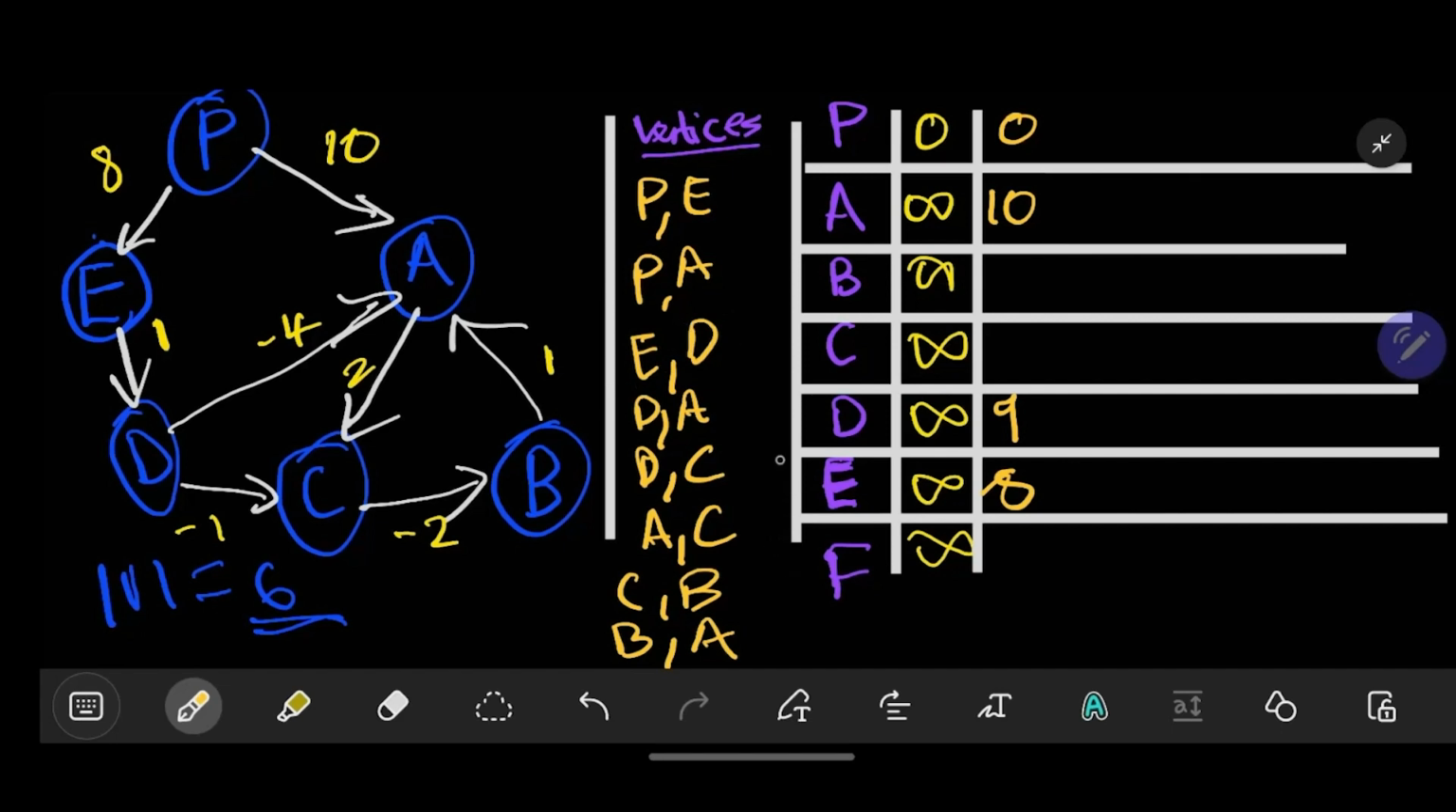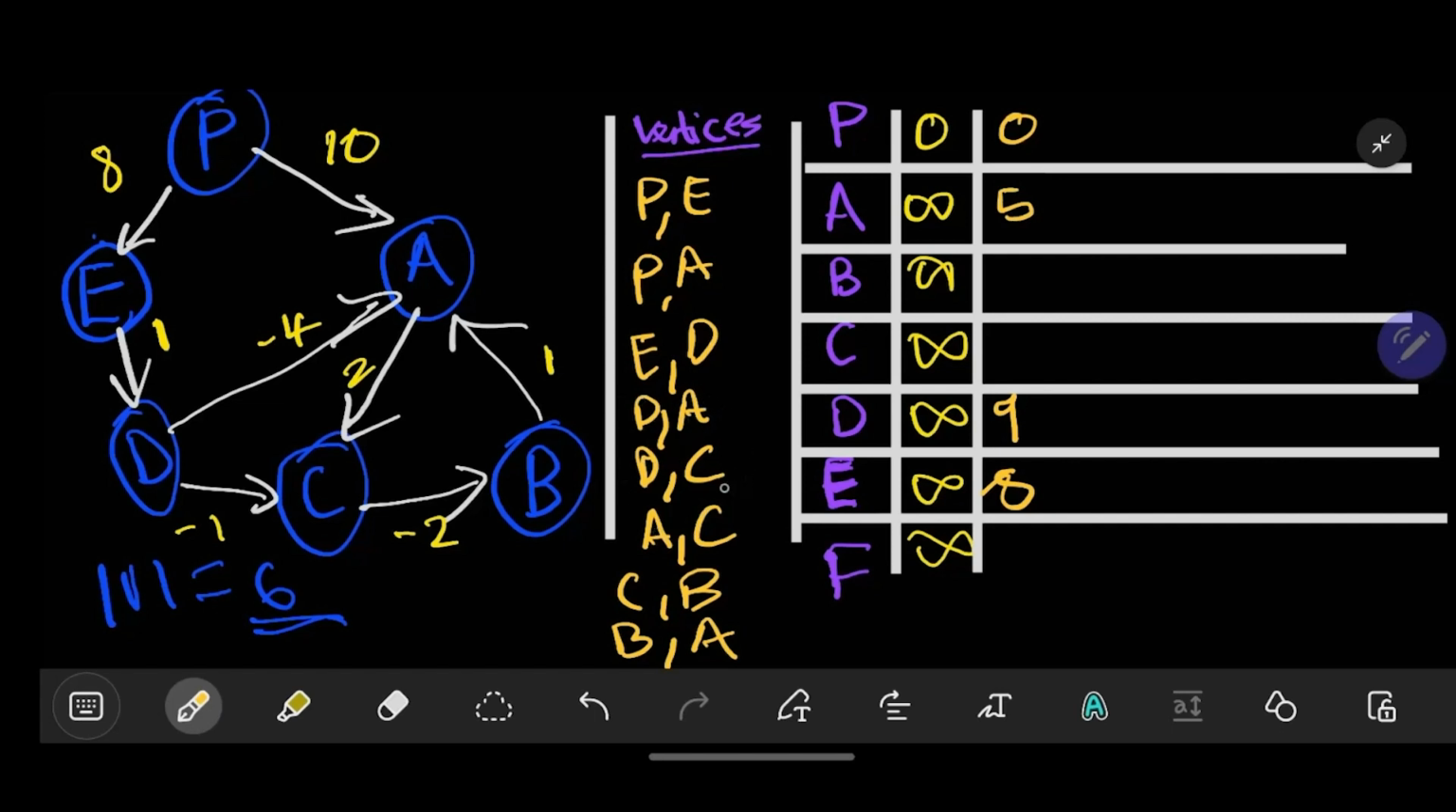Then we can look at D to A. So D to A here, the weighting is minus 4. We already know that D is 9, so 9 minus 4 is 5. Okay, so we can see that A was 10 here previously. Now 5 is smaller than 10, so we're going to replace that with 5. Okay, then we're done with DA.